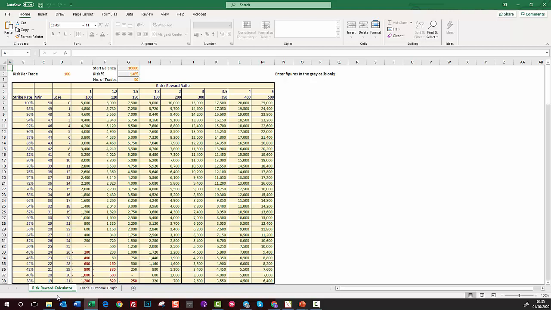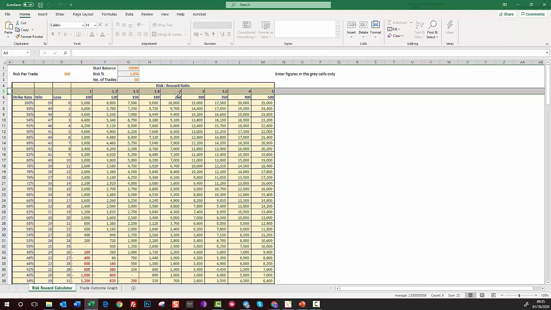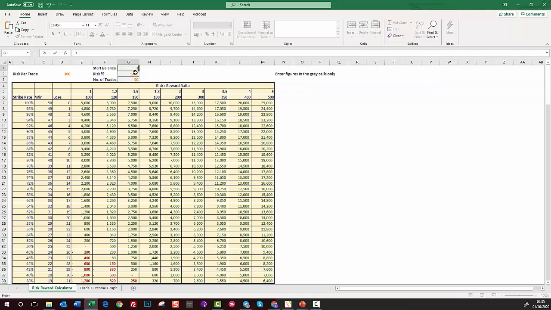So just to give you an example, we've got the win rate here down the left hand side, and we've got the risk reward ratios across the top here. Okay, we've got input, as you can see it says here, enter figures in the grey cells only. We've got inputs here, so you can enter your starting balance. In this case I'm going to put 10,000 and how much you risk per trade. So we're going to risk what most traders average risk per trade is, which is 1%. And we're going to put in how many trades roughly per month we're going to take.